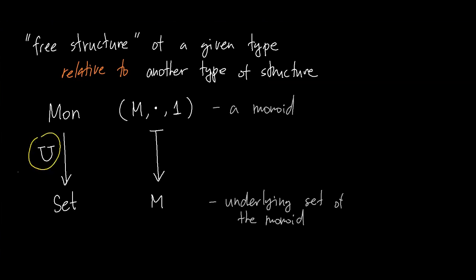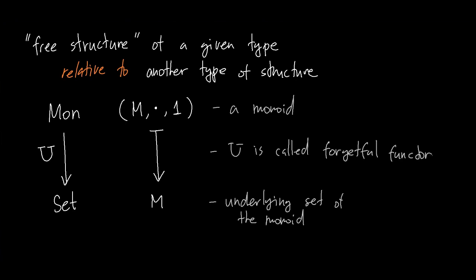And the functor U is called a forgetful functor, because it forgets a piece of the structure. What the forgetful functor does is remove the added information.